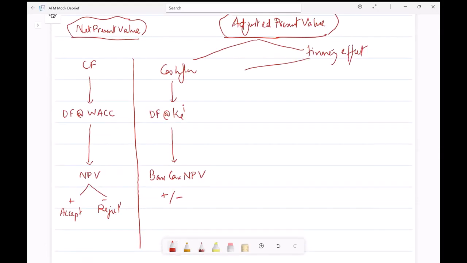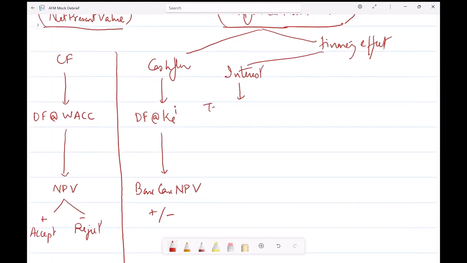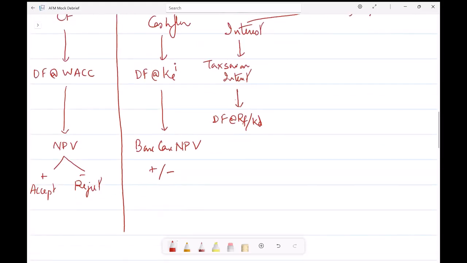Under the financing side effects, as far as interest is concerned, we are first going to find out the tax saving on interest. This tax saving on interest is to be discounted. The debt is assumed to be risk free. It is supposed to be discounted at the risk free rate or Kd, the cost of debt. And what we get from here is called the present value of tax savings or tax shield on interest, which is again going to be positive.